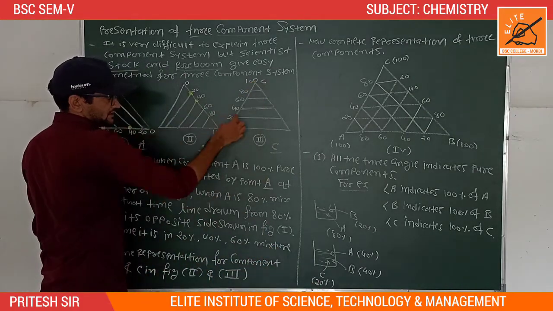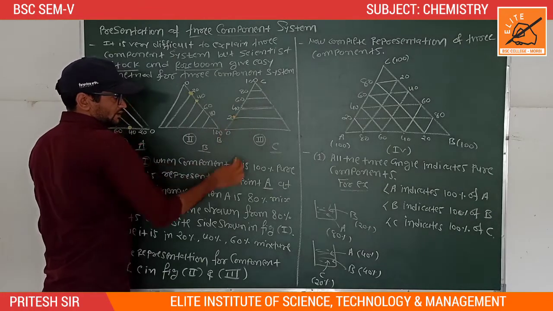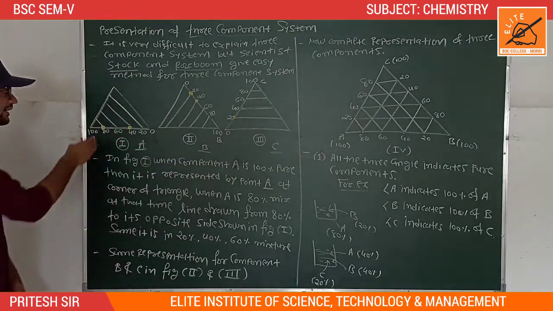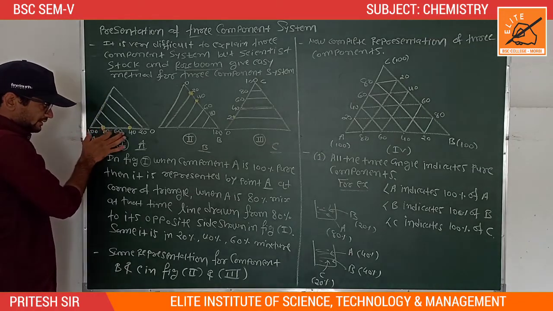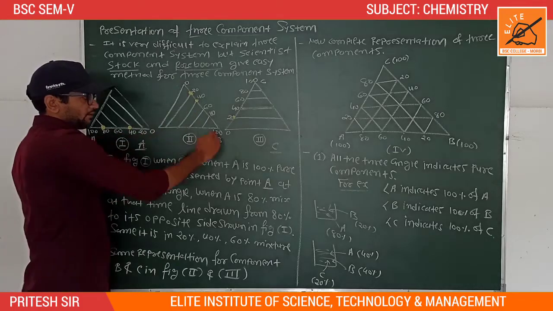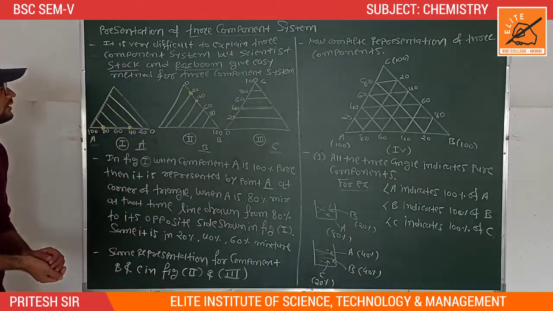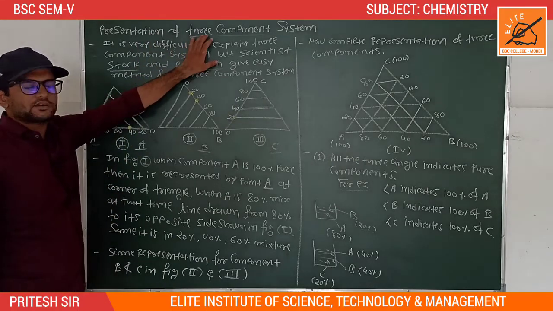So the value of C is 20%. So there are 3 different sides of the triangle. This side indicates A, this one is for B, and this one is for C. Okay, so this is the representation of a 3 component system.